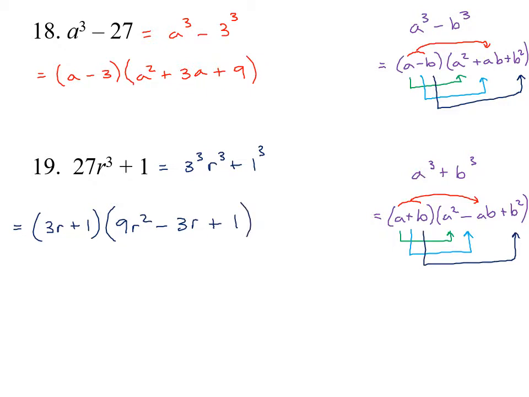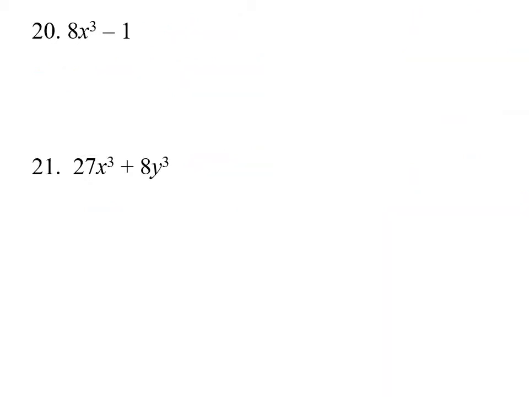And again, on both of these, you could distribute it out and see what you get. You should get back to where you started. Most everything will cancel, and you'll be left with the 27r cubed and the plus 1. Okay, let's do a couple more.